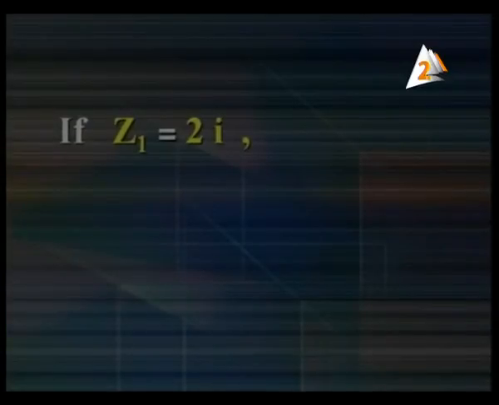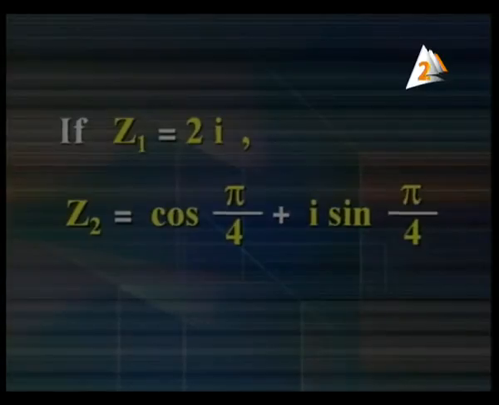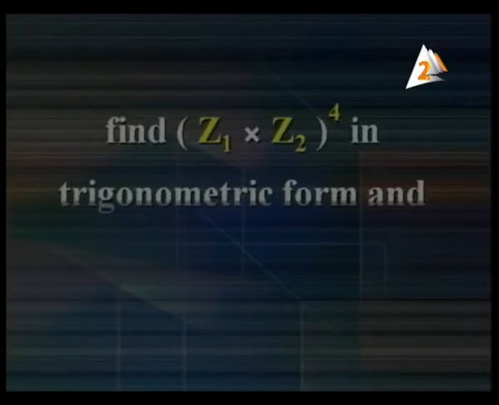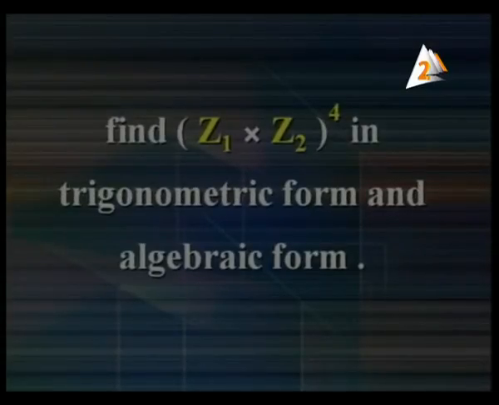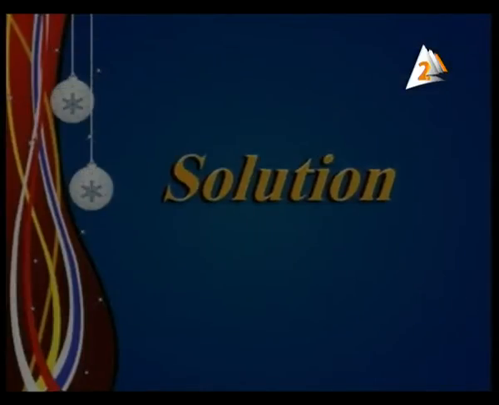Dear student, look at another example. z1 equals 2i, and z2 equals cosine pi over 4 plus i sine pi over 4. What do you mean by pi over 4? Yes, 45 degrees. Find z1 times z2, all to the power 4, in trigonometric form and algebraic form. Look at the solution.